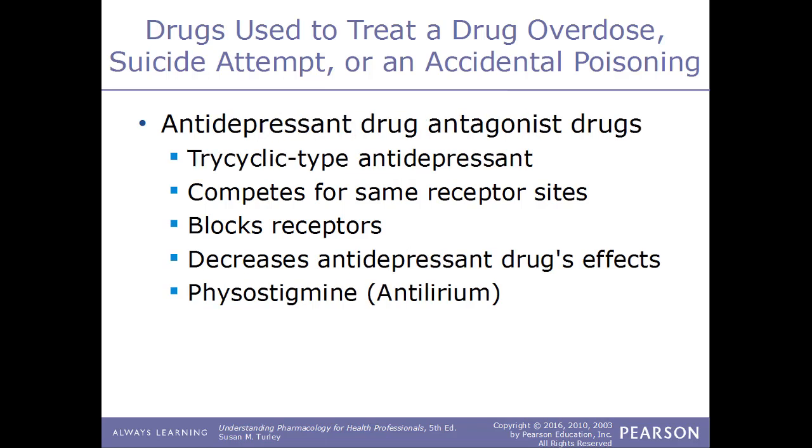When it comes to antidepressant drug antagonists, these are the tricyclic type antidepressants. That's a reference to their chemical structure. These compete for the same receptor sites as the antidepressant that was ingested, and therefore they block the receptors, so it's going to decrease that drug's effect. An example of this kind of drug would be physostigmine, as is sold under the trade name Antilirium.